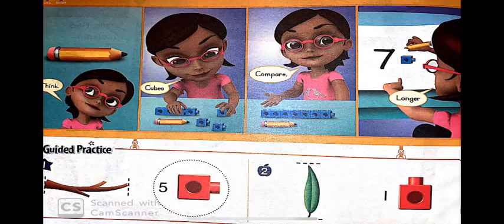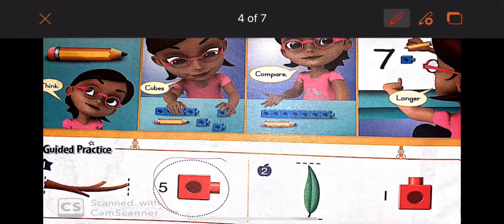So we will be comparing 2 attributes, length and height. As you can see in number 1 here, I have a wooden stick, and the question tells me, make a cube train with the number of cubes shown. How many cubes did they give me? 5 cubes. So I will put 5 cubes together and compare which is longer. What do you think? The 5 cube train or the wooden stick? Which one is longer? Of course, the 5 cubes.